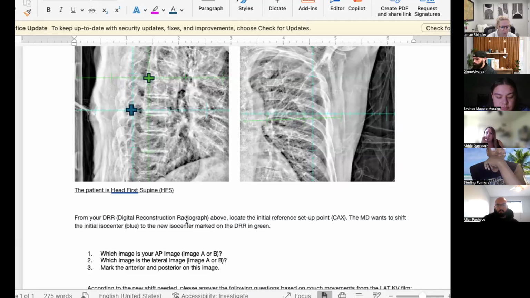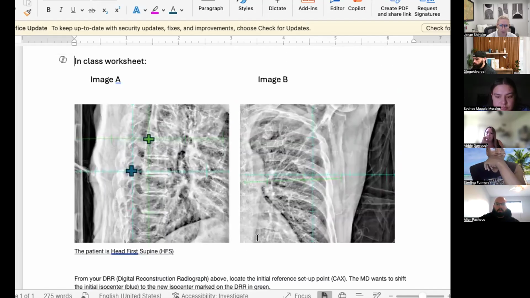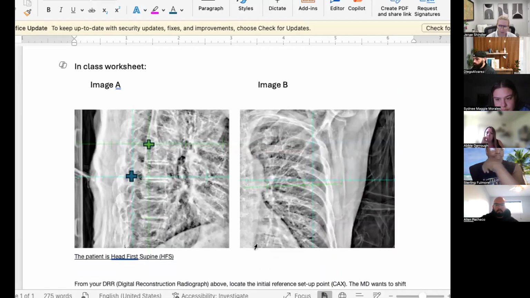Okay. On question 1, which one is your AP image? Image A or image B? B. Okay.